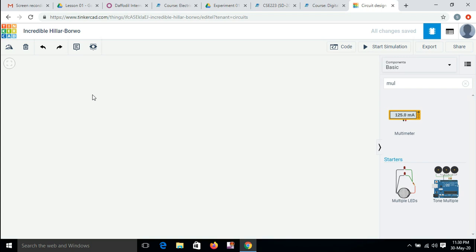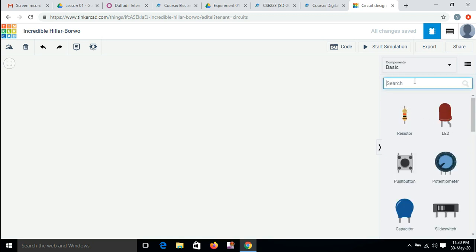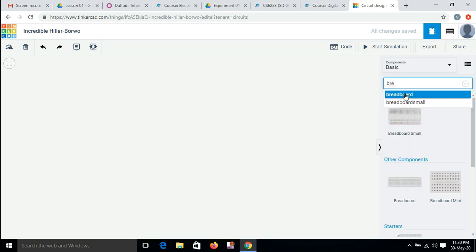Today, in our second experiment, we are going to verify Ohm's law. For that, we will choose a breadboard first. So from the search section, we can choose a breadboard.